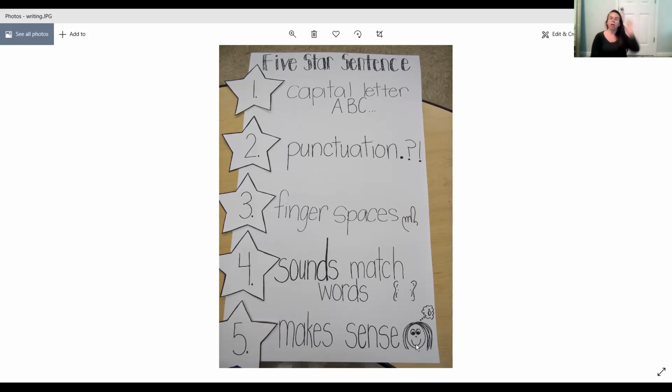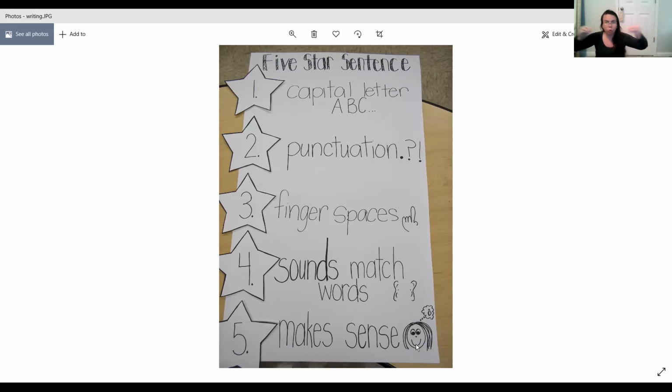Number 2 is punctuation. We know how to use the period, when to use the question mark, and when to use the exclamation mark. Every single sentence you write has to have one of these at the end of them, okay? Number 3, use our finger spaces. Number 4, our sounds match the words.